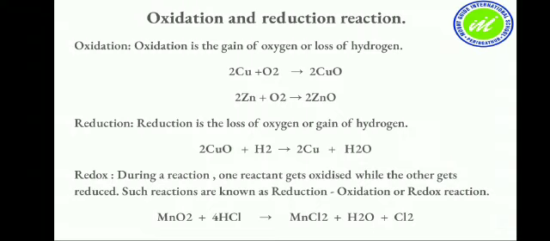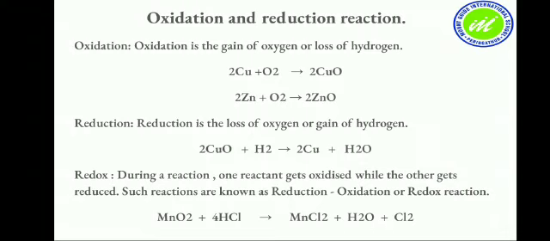Then next one, it is redox. So it's clear, redox means reduction and oxidation. If both the reactions are taking place in a single chemical equation, we are calling it as redox reaction. For example, manganese oxide, if it is reacting with hydrochloric acid, the product obtained is manganese chloride plus water plus chlorine.